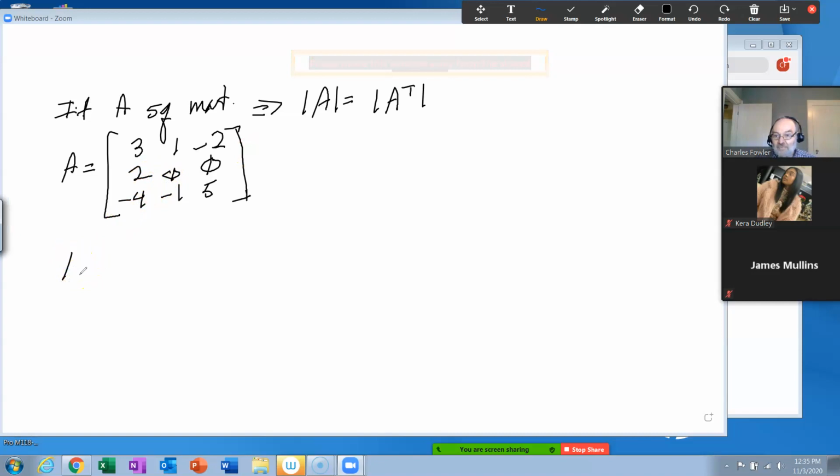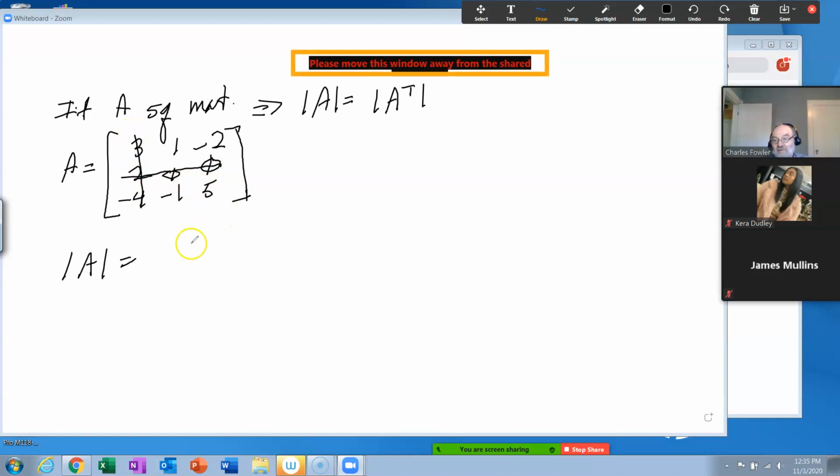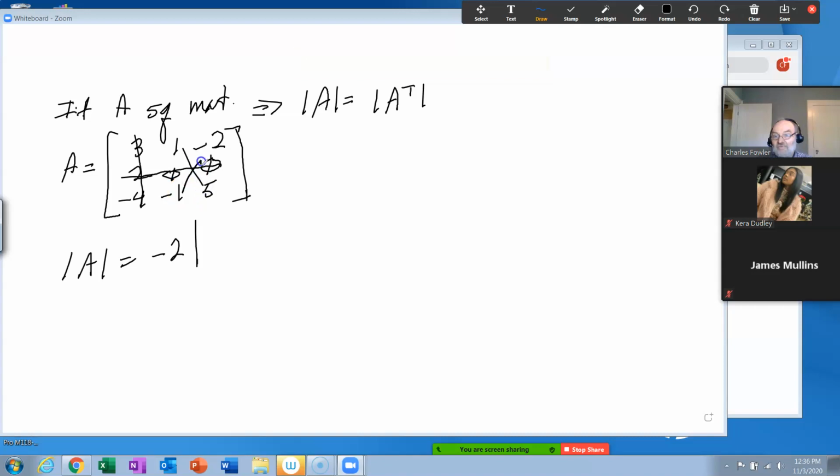Normally I would expand, but since this has two zeros right there, let's just use our cofactor expansion. Now, that 2 right there has the position of a negative. So that's going to be negative 2 times the determinant of what's left over. That would be 5 plus 2 is 7. So that's going to be negative 14.